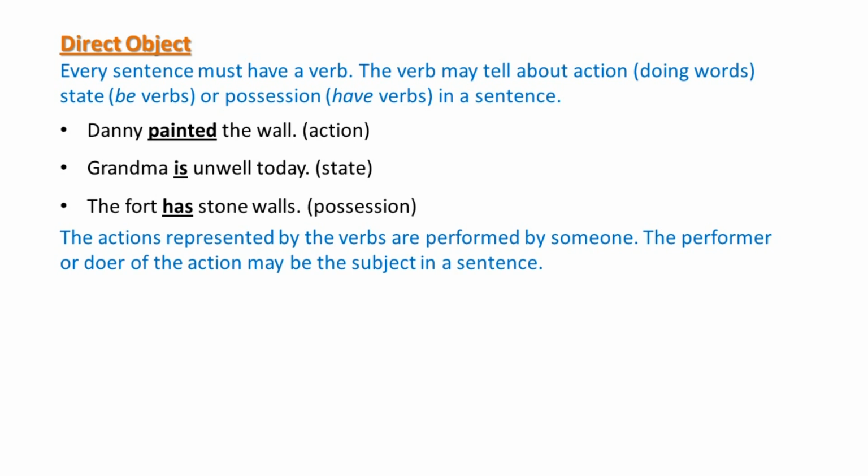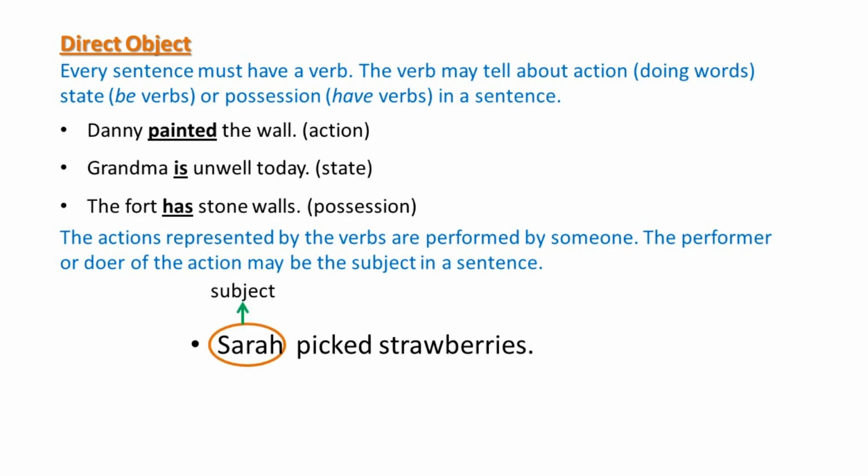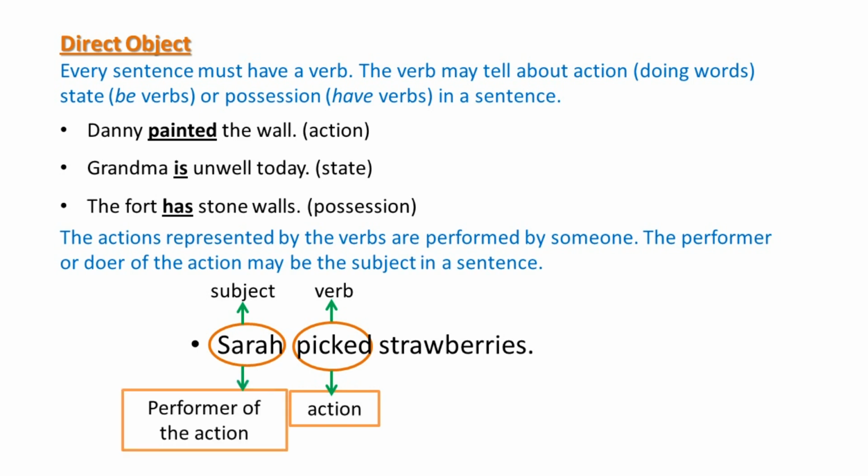The actions represented by the verbs are performed by someone. The performer or doer of the action may be the subject in a sentence. Let us analyze an example. Sarah picked strawberries. In this sentence, Sarah is subject, picked is the verb. And that verb picked is speaking about action, and the performer of the action is Sarah, the subject.